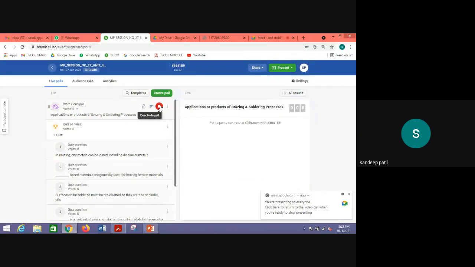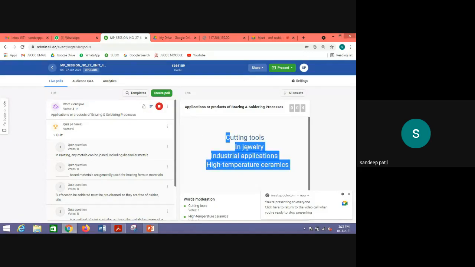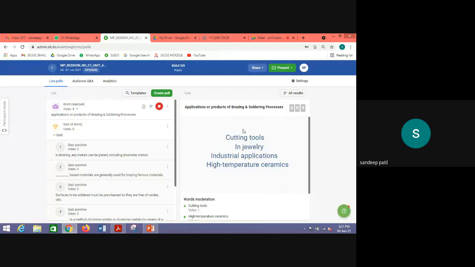Try to write the applications or products of brazing and soldering processes, if you know. Cutting tools in jewelry, industrial applications, high temperature ceramics. Soldering, you might have seen this process. So you can write regarding the soldering process also.